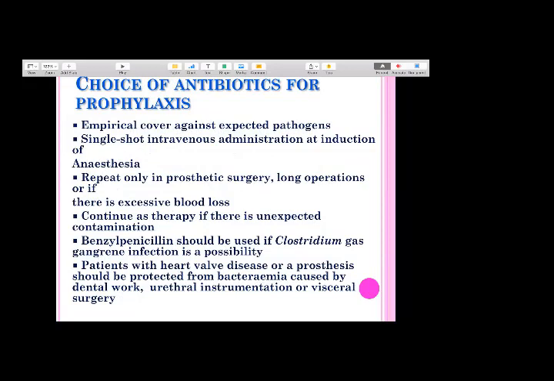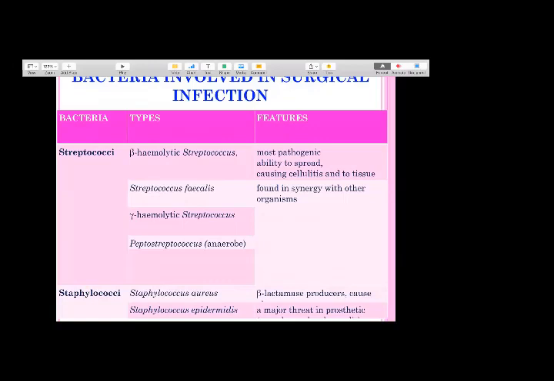Obviously, single-shot IV administration at induction of anesthesia. Repeat only in prosthetic surgeries, long operations, or if there is excessive blood loss. Continue therapy if there is unexpected contamination. Benzylpenicillin should be used if Clostridium gas gangrene infection is possible. Patients with heart valve disease or prosthetics should be protected from bacteria caused by dental work, urethral instrumentation, or visceral surgeries.